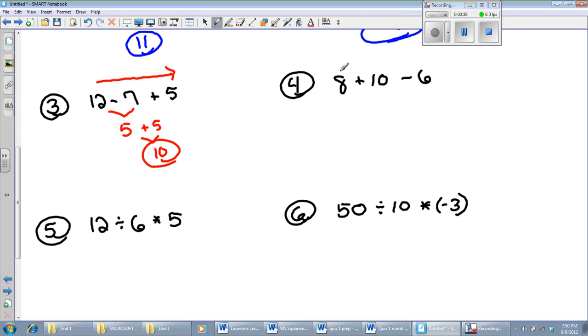All right, problem number 4. Assuming you've tried it, hopefully you've tried it. It's all addition and subtraction. I will go left to right. I will get 18 minus 6, which will be 12. Yes, 12.